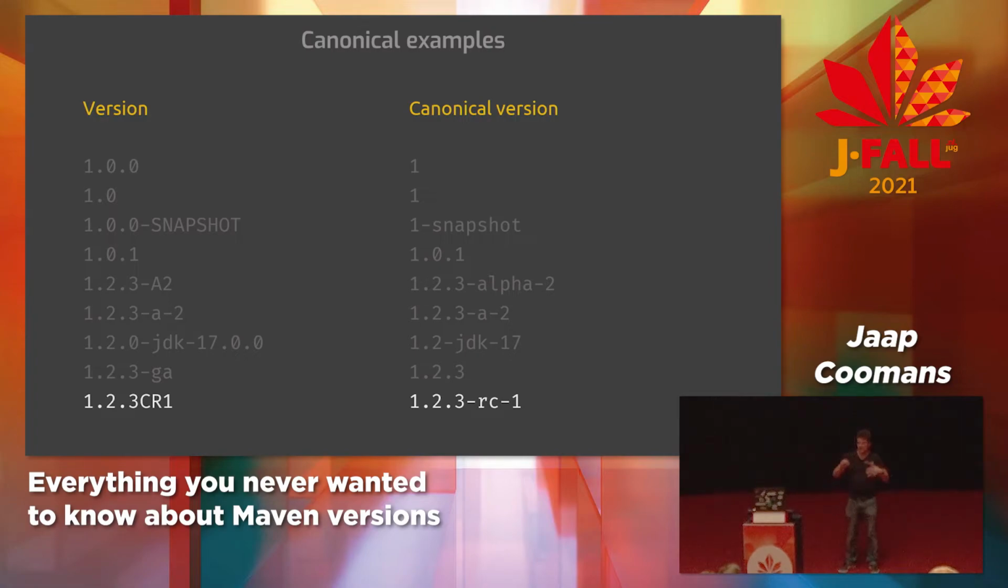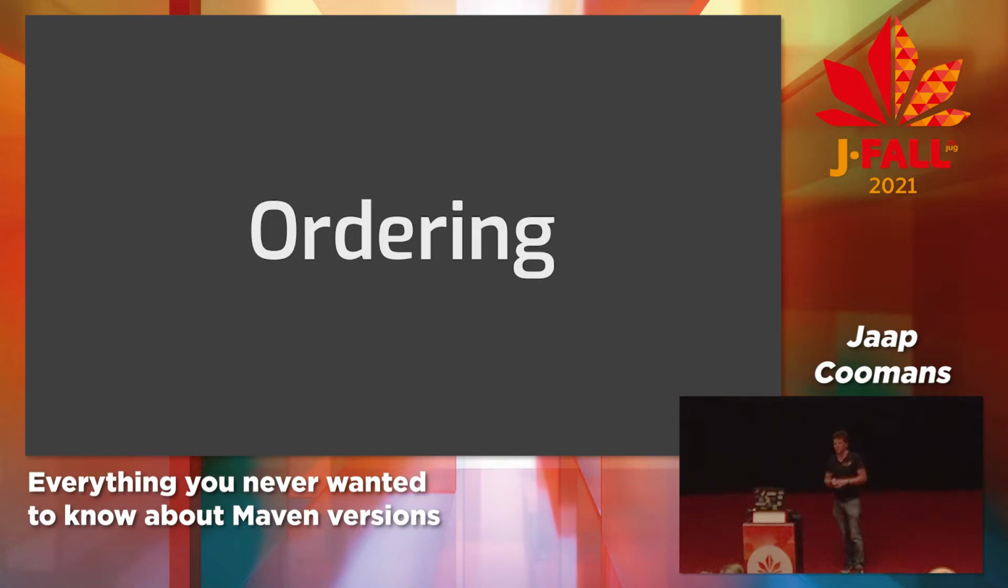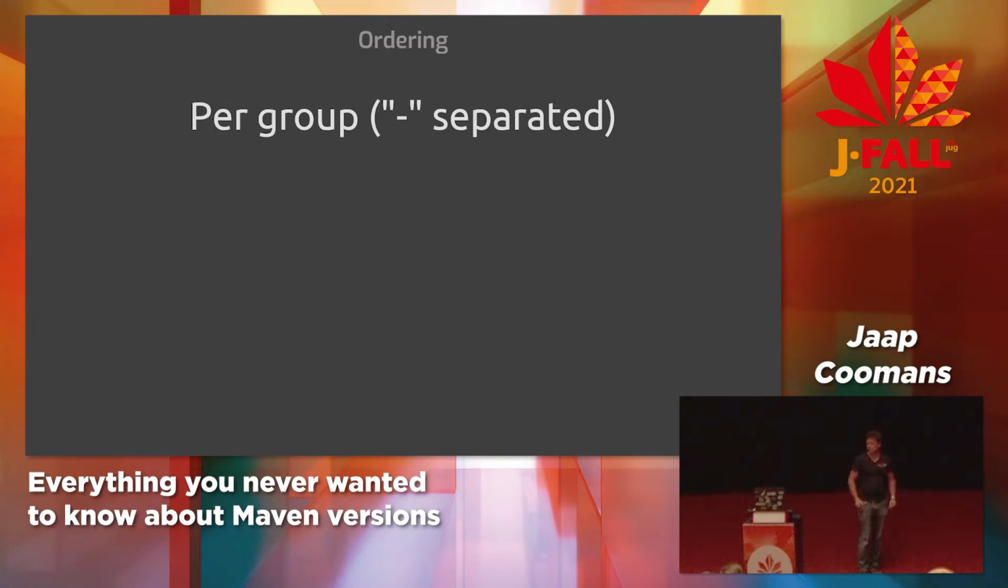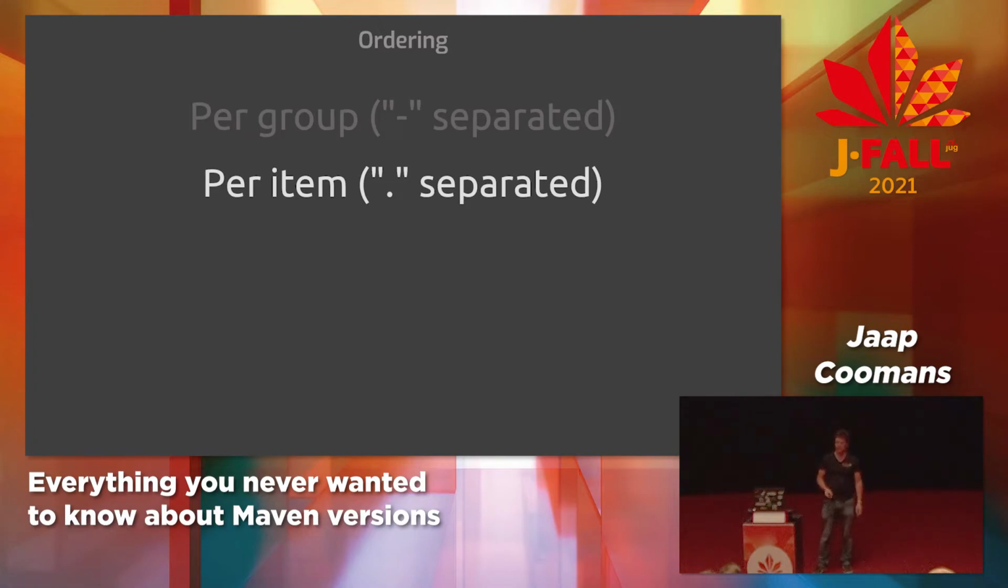Good, so now we know and have a little bit of a feel for what is a canonical version. Now, how does it go about ordering these things? How does it compare these versions? So the first thing it will do, it will try to order them per group. So it will first compare the first groups of two versions. And then if these are equal, it will continue with the second group. And if these are equal, it will continue with the third group. After that, within these groups, it will look per item, so the things that are separated by a dot. Same principle, it will first look at the first item, then at the second, then at the third.